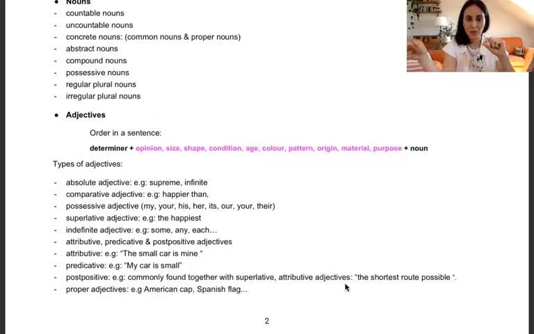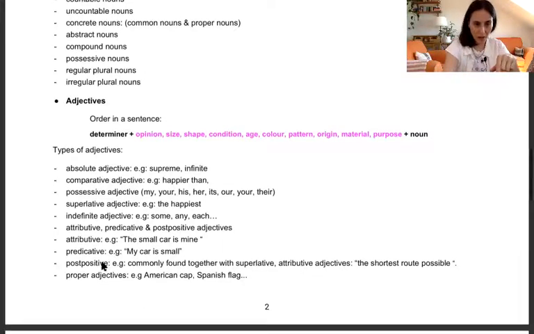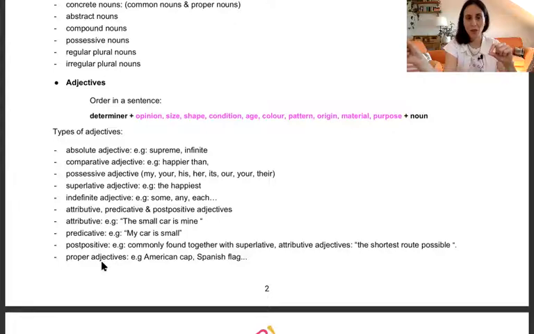Attributive, example given: the small car is mine. And then predicative. I'm telling them here underneath. So attributive would be the small car is mine, predicative would be my car is small, and post-positive examples could be commonly found together with superlative adjectives. For example, the shortest route possible. And proper adjectives would be, for example, American cap or Spanish flag.